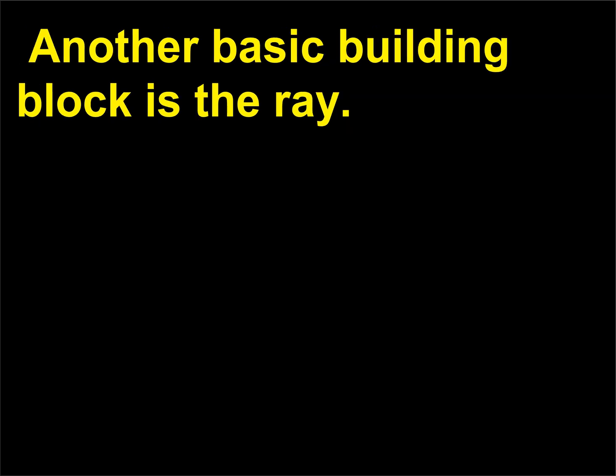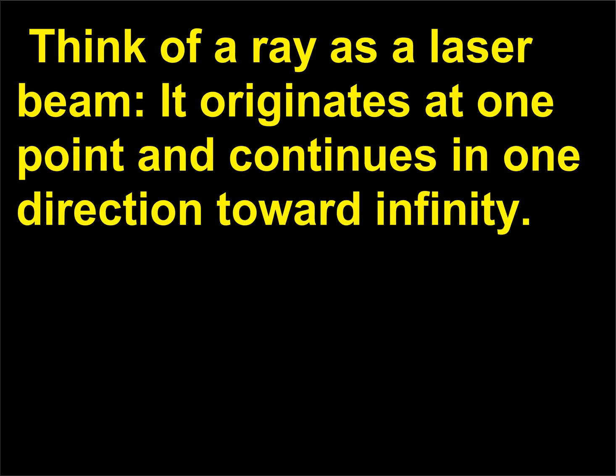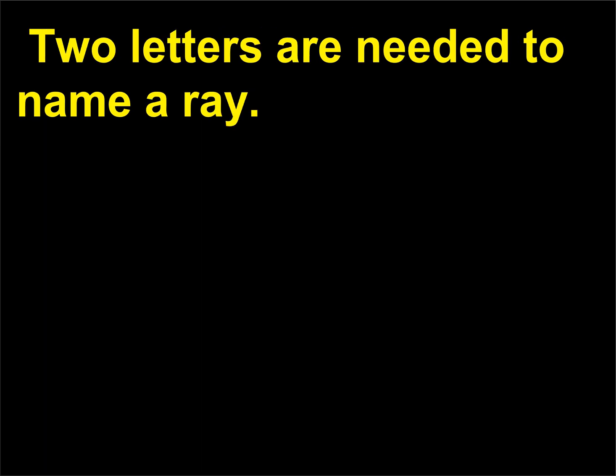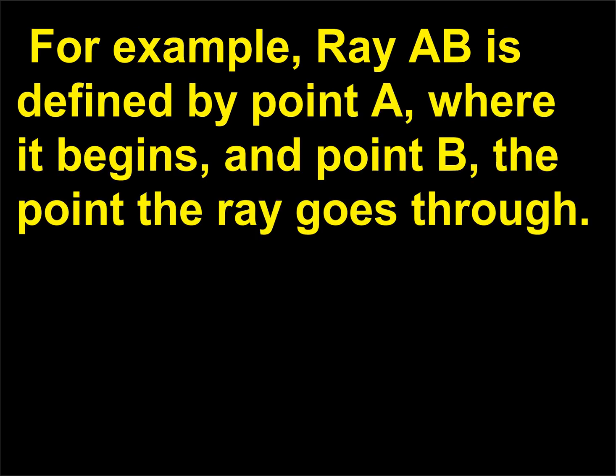Another basic building block is the ray. Think of a ray as a laser beam. It originates at one point and continues in one direction toward infinity. A ray is defined as part of a line on one side of a point, and includes that point. 2 letters are needed to name a ray. For example, ray AB is defined by point A, where it begins, and point B, the point the ray goes through.